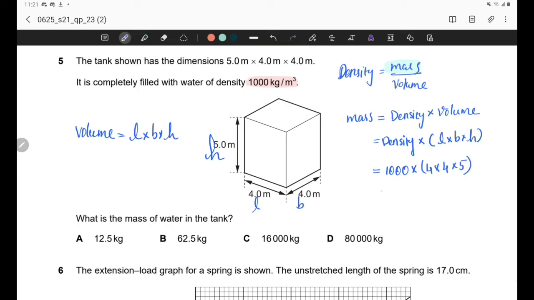We can multiply all the values. So we will get 80,000. As it's unit mass, the unit is kilogram. So therefore the correct answer is option D.